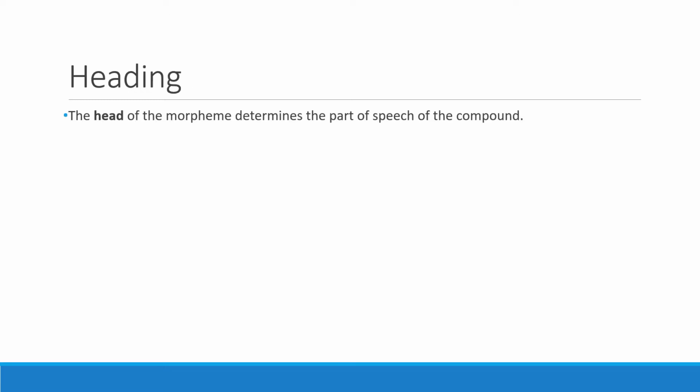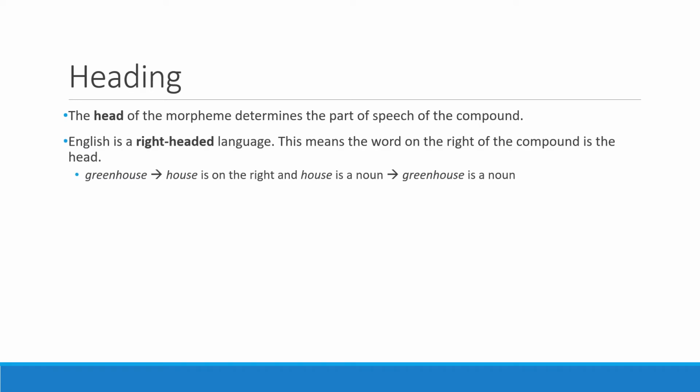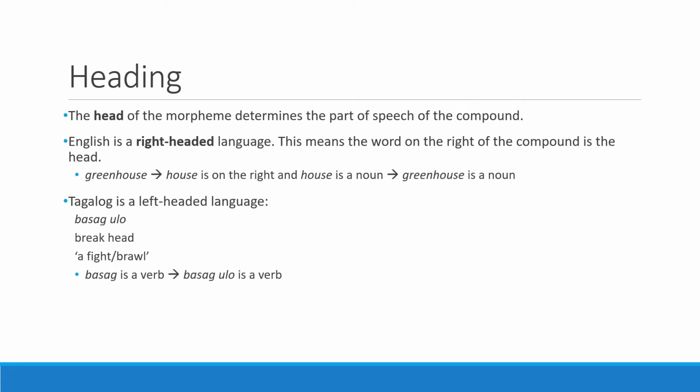So in a compound word, there's this thing called heading, and the head of the compound determines the part of speech of the compound. In English, our compounds are right-headed, which means that the word on the right of the compound is the head. So greenhouse, house is the head of this, and it's on the right, and it's a noun. So greenhouse is going to stay a noun. English is right-headed.